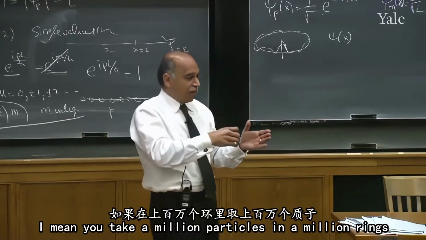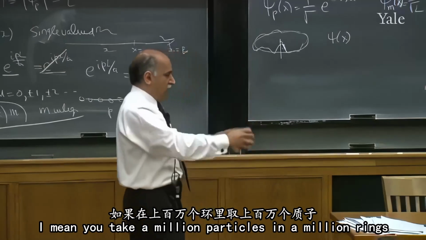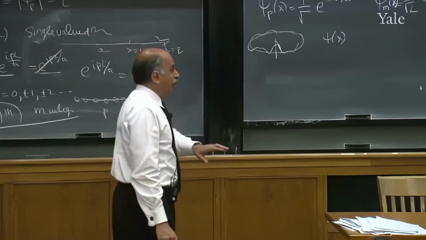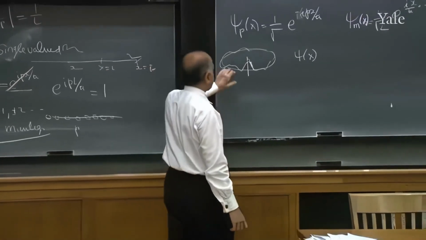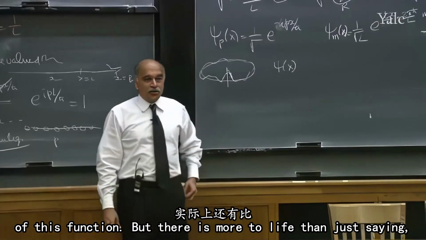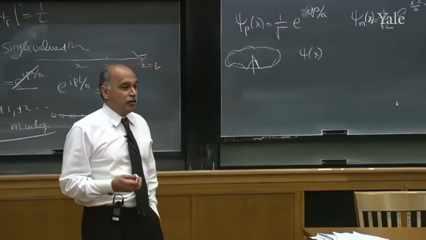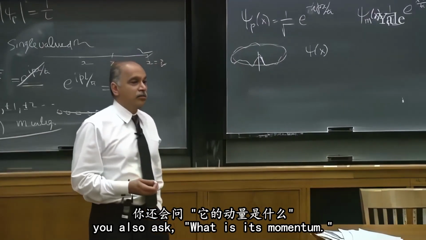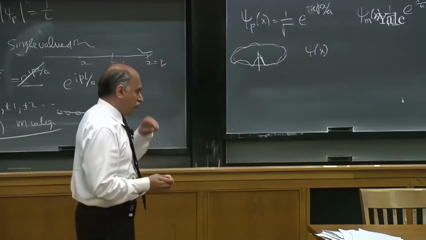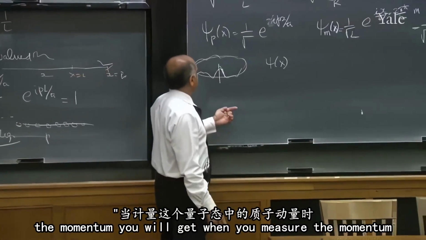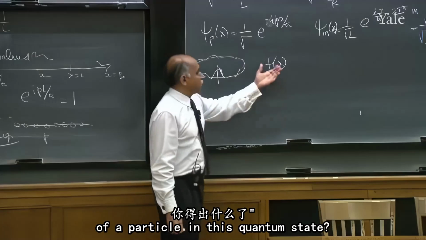By many, many times, I mean you take 1,000,000 particles in 1,000,000 rings, each in exactly this quantum state, and make measurements, then your histogram will look like the square of this function. But there is more to life than just saying where is the particle, because in classical mechanics, you also ask what is its momentum. The question I'm asking you is, what is the momentum you will get when you measure the momentum of a particle in this quantum state?